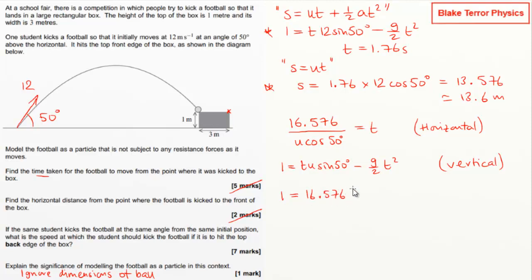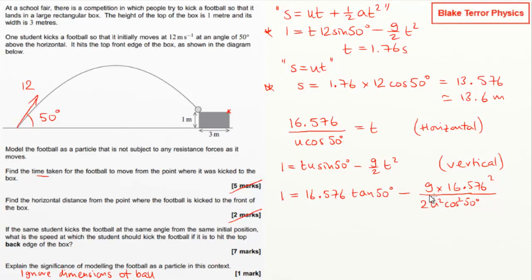So we've got 16.576 tan of 50 degrees. And then we're taking off the g over 2, and then all of that t squared. So g over 2 u squared cos squared 50 degrees, and then 16.576 all squared on the top. So handily, we've only got one little bit of u sitting around here.